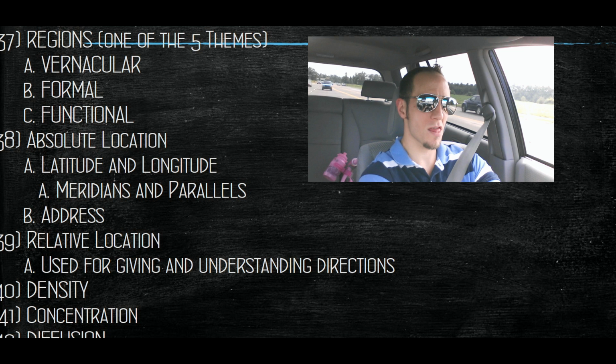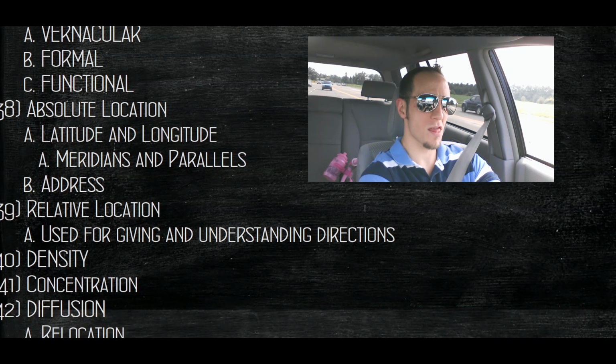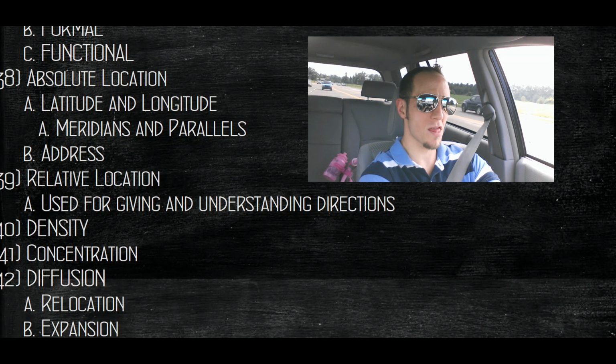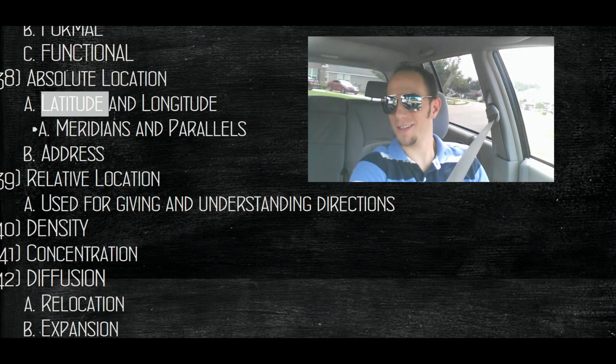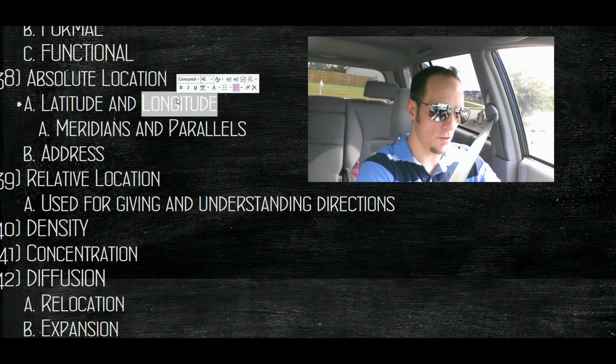Now, finishing it up. Absolute location versus relative location. Absolute is going to be measured using latitude and longitude. Latitude and longitude are also called parallels and meridians. I should have written this the other way. So latitude lines and parallels are one and the same. Longitude lines and meridians are one and the same.